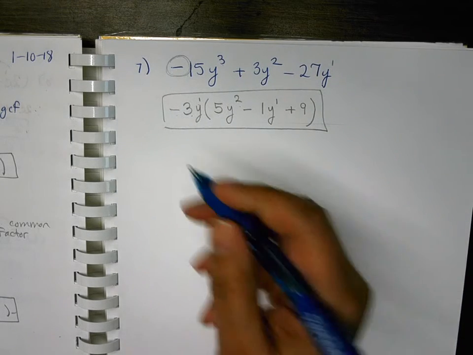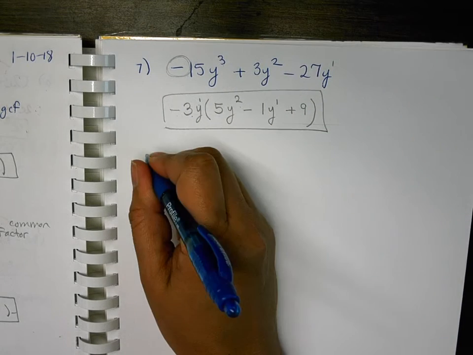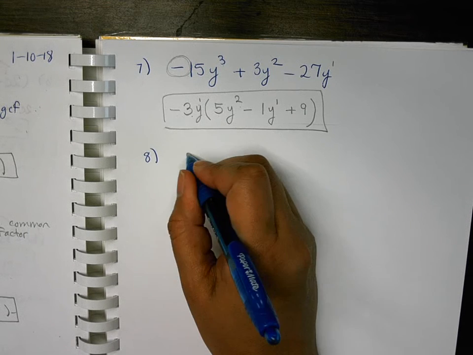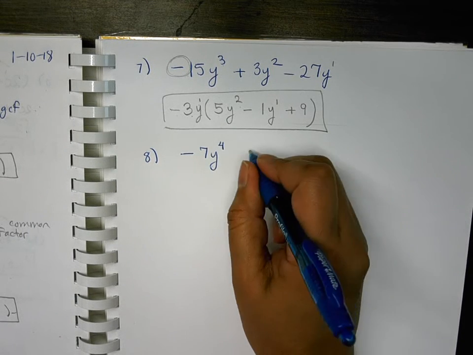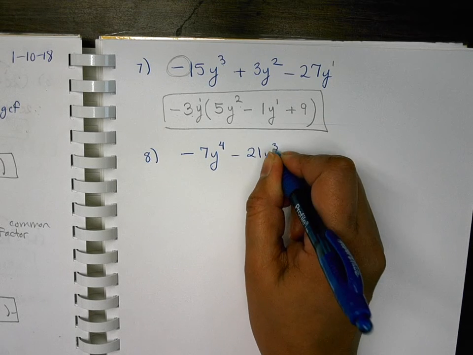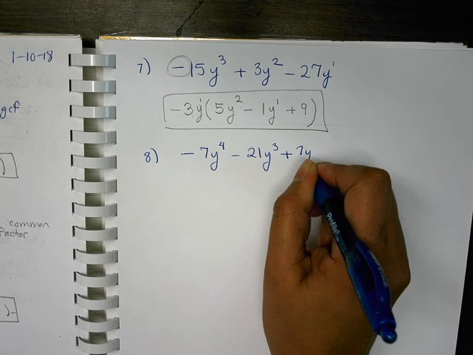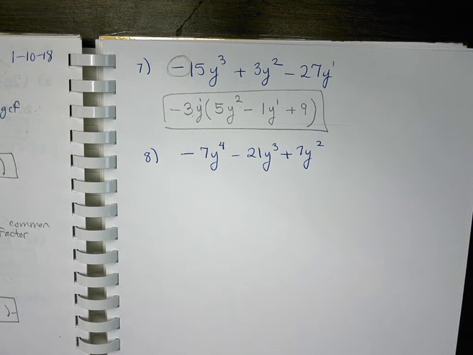Okay, I'm going to have you try this next one on your own. Negative 7y to the fourth minus 21y to the third plus 7y squared. I'm going to have you first find your GCF. Don't go any further, just first find your GCF. Is it going to be positive or negative? How can we tell it's going to be negative? What is this guy called? The leading coefficient. The leading coefficient's negative.